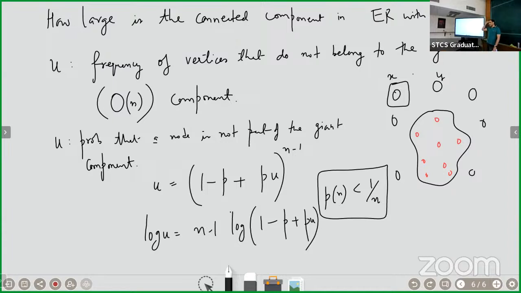Okay, so suppose I do that. What do I get? You can do this by inspection. Essentially, in the log, you can also replace p by lambda by n, if you want. Eventually put lambda as that.